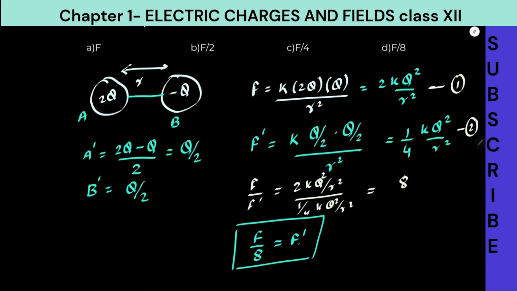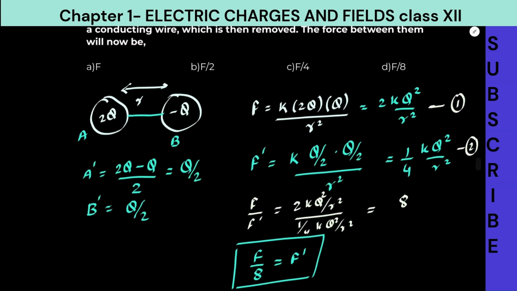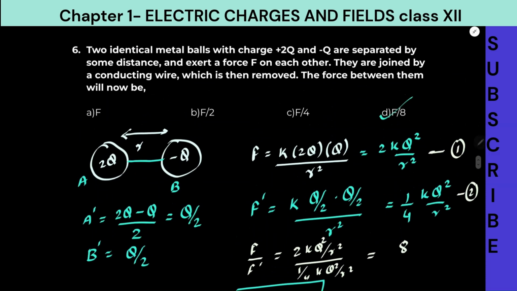And this is the proof that the new force, F dash, is 1/8 of the previous force. So, the correct answer for the sixth question is option D.